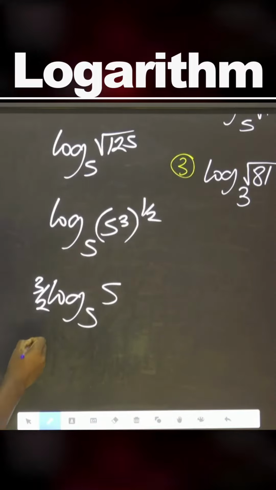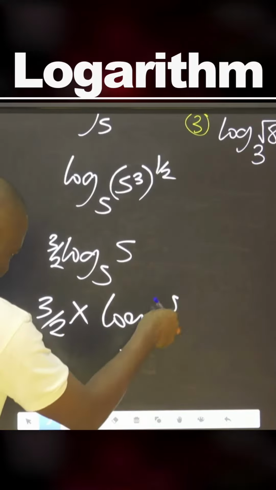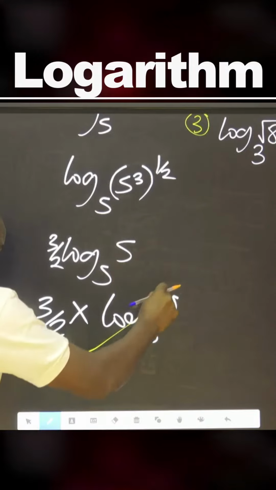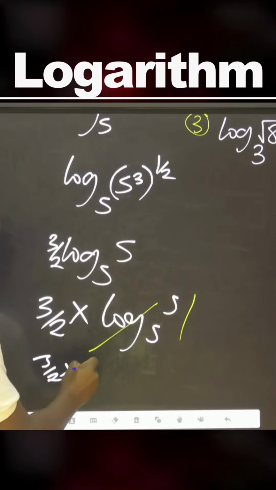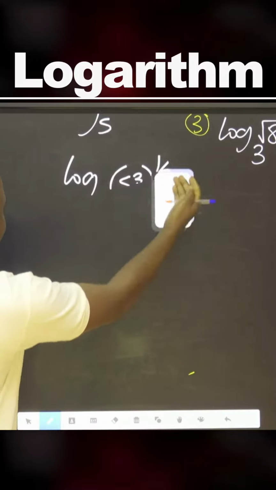What is the meaning of this, by the way? It means multiply by log 5 to the base of 5. So this is 1. 3 over 2 multiplied by 1, you agree with me, is 3 over 2. That is the answer, okay?